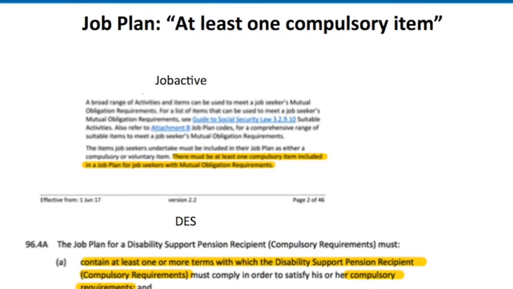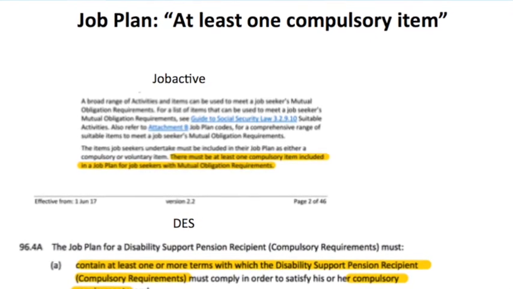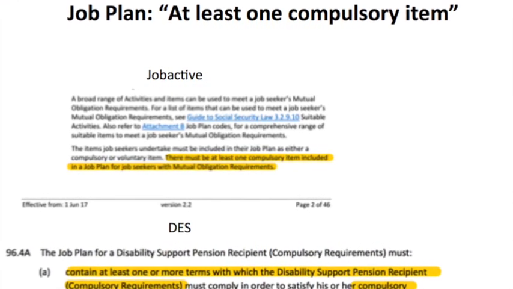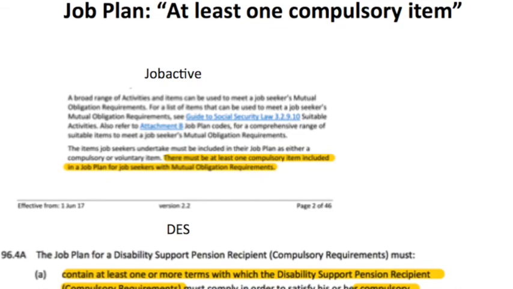And this is something we'll get into later when we discuss job plans in more depth: next to each requirement on a job plan, it states whether it's compulsory or voluntary. One of the struggles that we often see is job agencies asserting that certain requirements are compulsory when they're actually voluntary. So you have the right, going by the DES and Job Active deeds, to only have one compulsory item included on your job plan. So that's something that we need to be informing unemployed workers of.